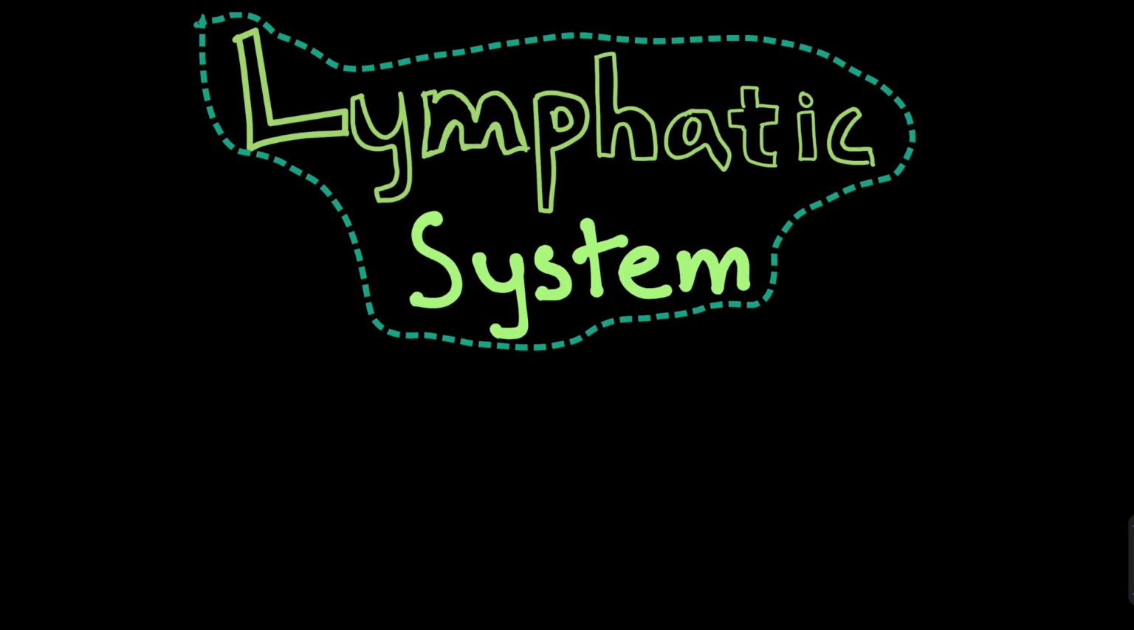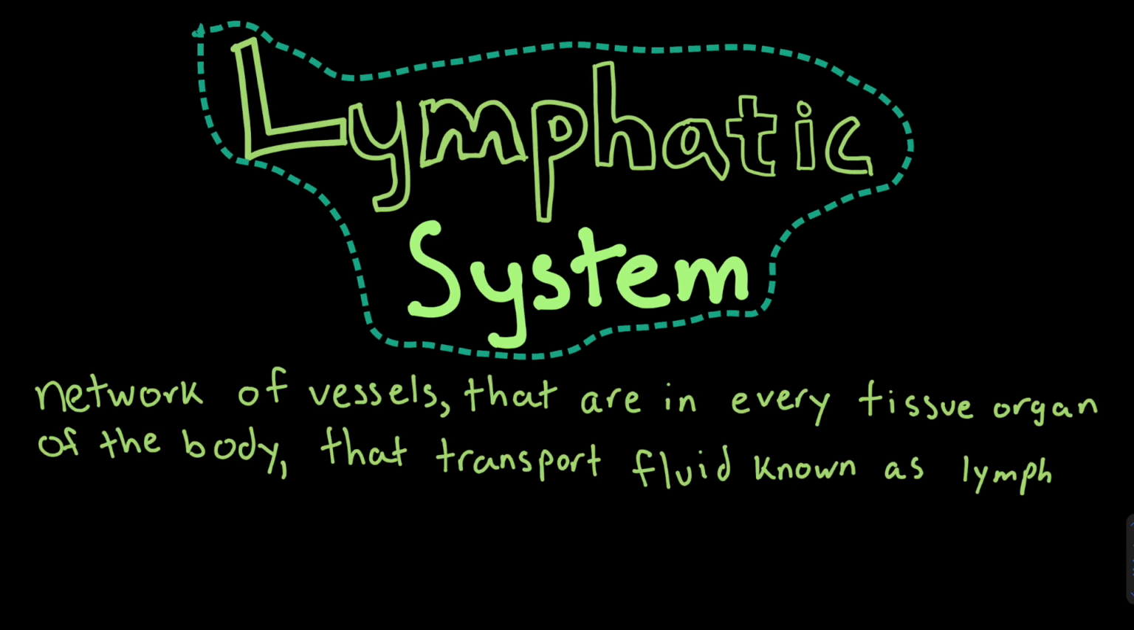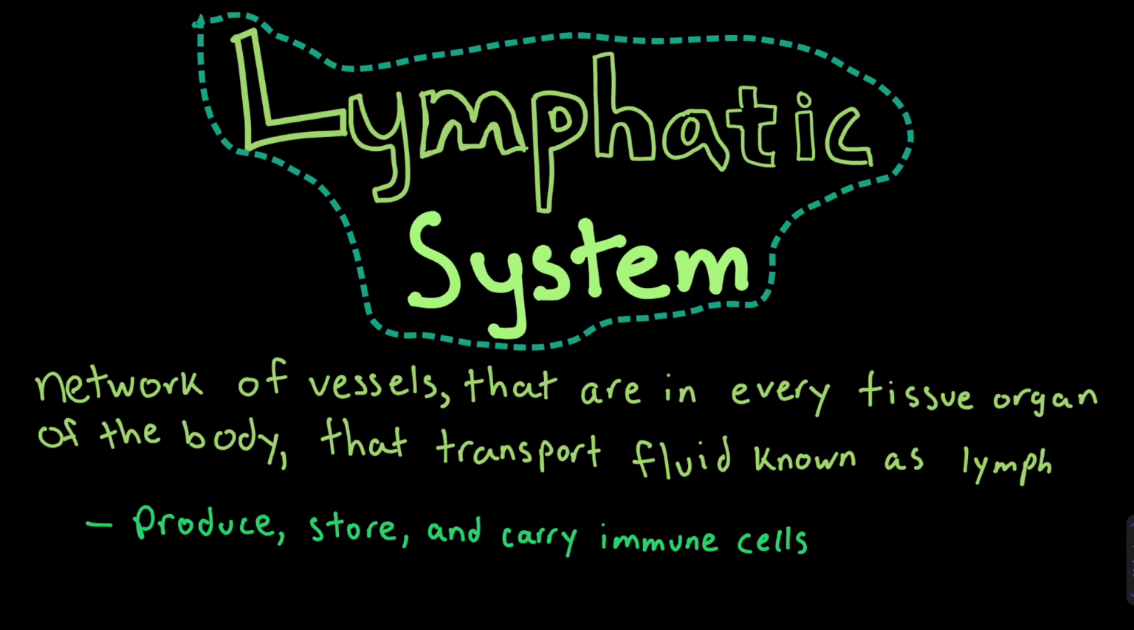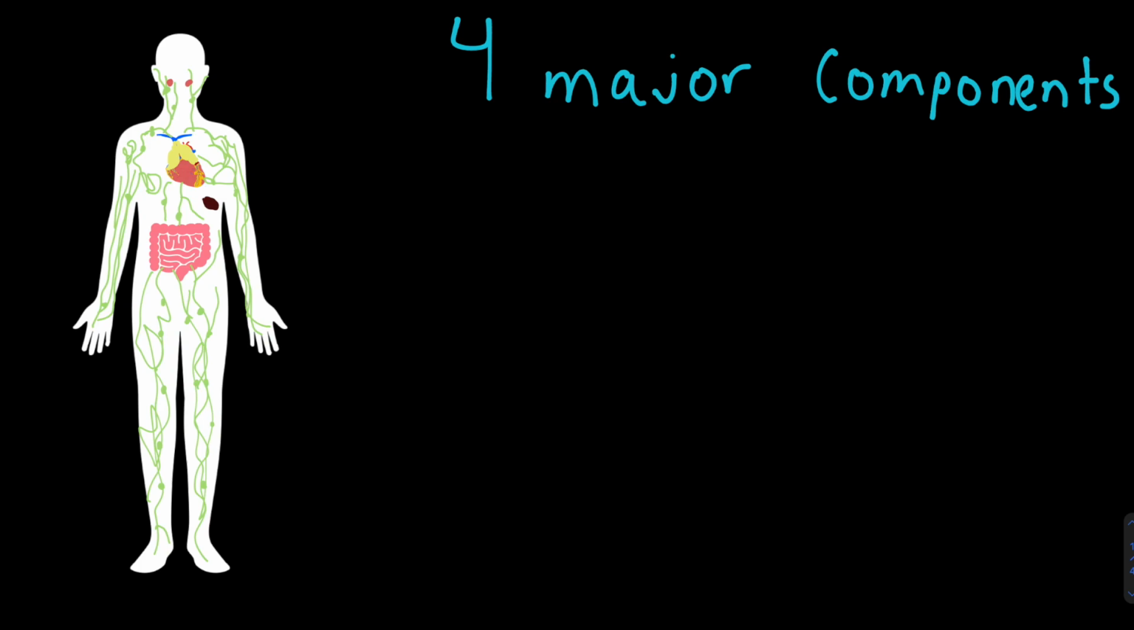To start, we need to understand the lymphatic system. Now, the lymphatic system is a network of vessels that are in every tissue and organ of the body that transport a fluid that is known as lymph. We'll discuss lymph later. Now, the system can also produce, store, and carry immune cells. Here's a picture of what the lymphatic system may look like.